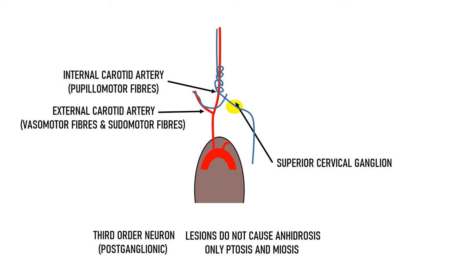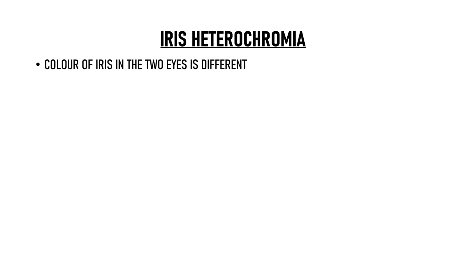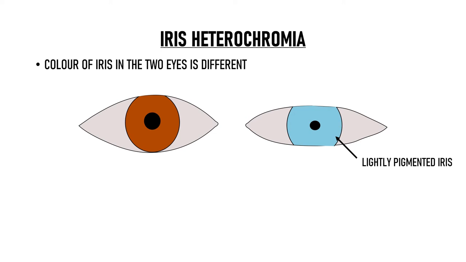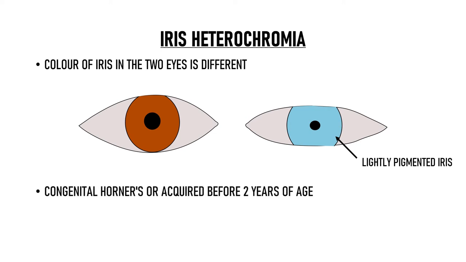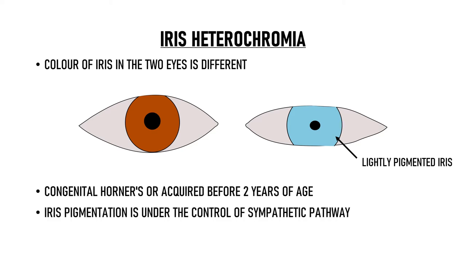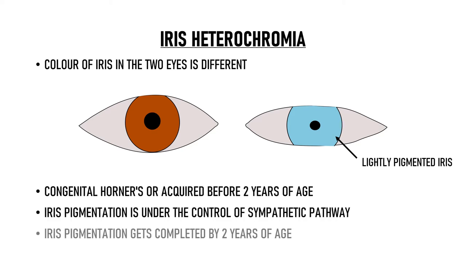Other features of Horner's include iris heterochromia. Heterochromia means that the color of the iris in the two eyes is different. In Horner's syndrome, the affected eye shows a lightly pigmented iris. Iris heterochromia is suggestive of either congenital Horner's or a Horner's that had an onset before 2 years of age. That is because iris pigmentation is controlled by the sympathetic pathway and this pigmentation gets completed by 2 years of age. Thus, any interruption of sympathetic pathway before 2 years of age can disturb the process of iris pigmentation and it can lead to heterochromia.